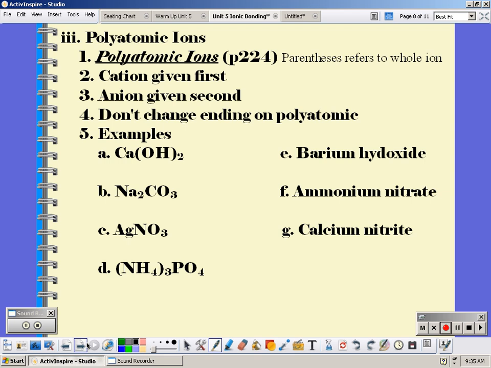For example, we have Ca and then we have OH in parentheses. The OH in parentheses tells me that that's a polyatomic. So this is calcium hydroxide.